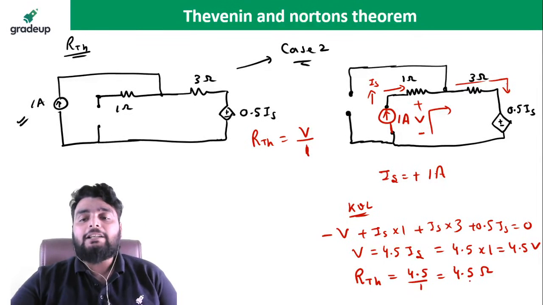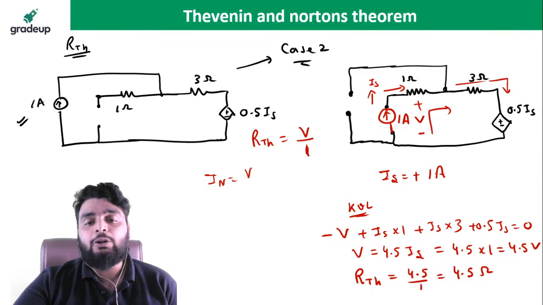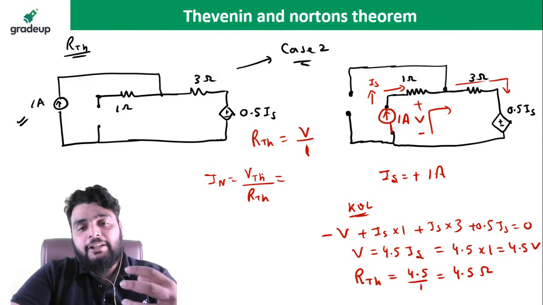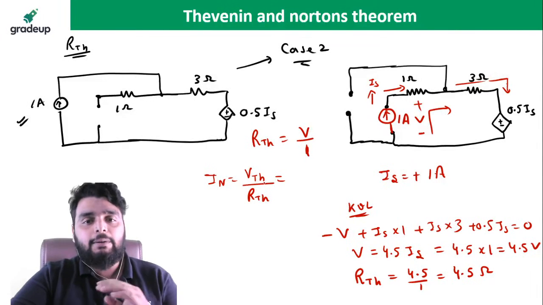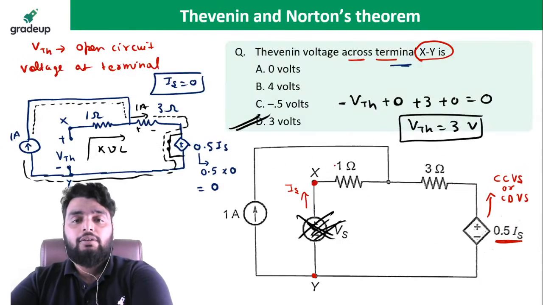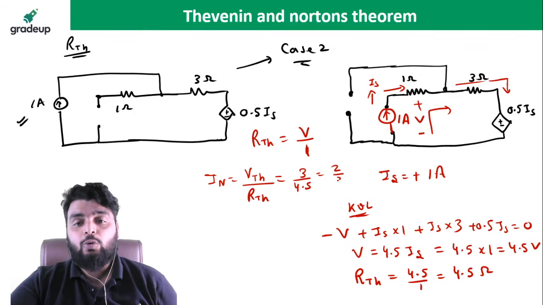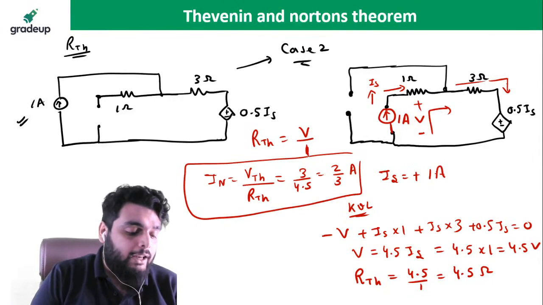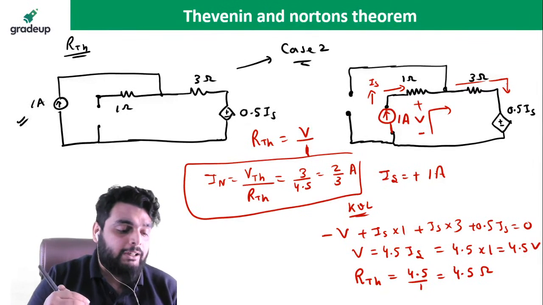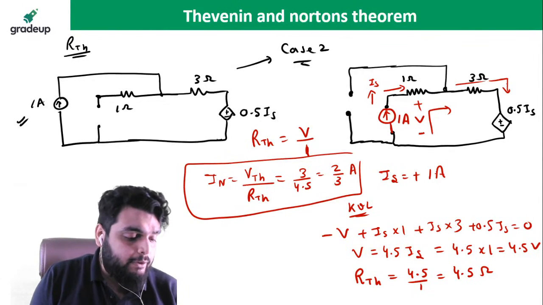Okay. So the RTH comes out to be 4.5 ohm. And if I want to find the Norton's current also, then the Norton's current is just VTH divided by RTH. If you have already found VTH and RTH, then there is no need to short circuit the terminal and find Norton's current again. It will just waste your time. VTH was 3, RTH is 4.5, so you can find 2 by 3 ampere. So in this particular question, I found all the values, Norton's current and whatever values you need. Okay. Any other doubt? Anyone?